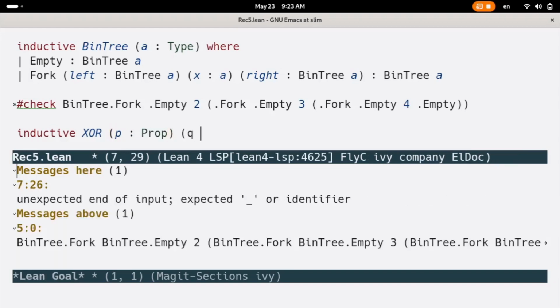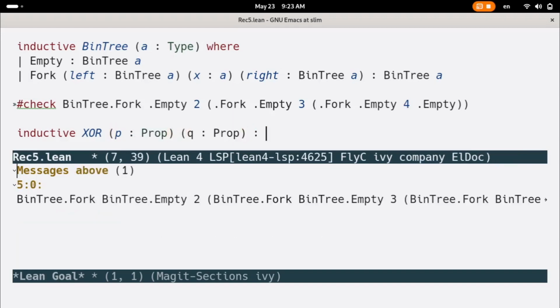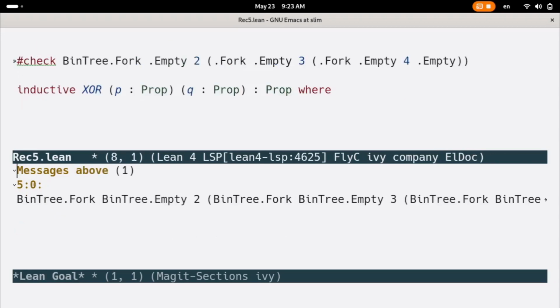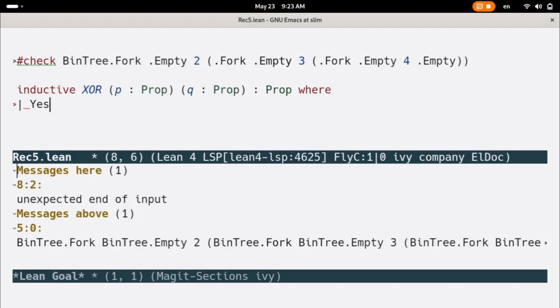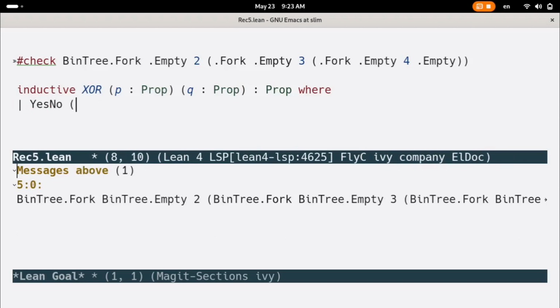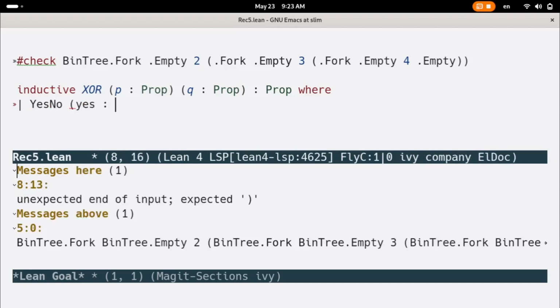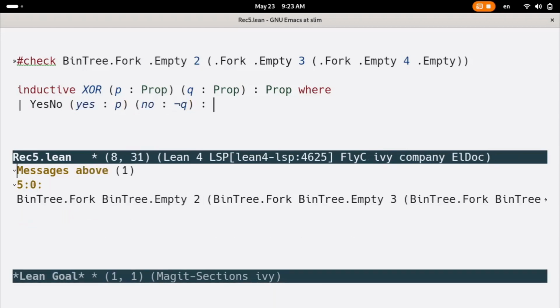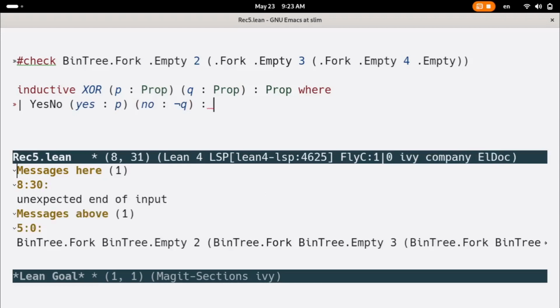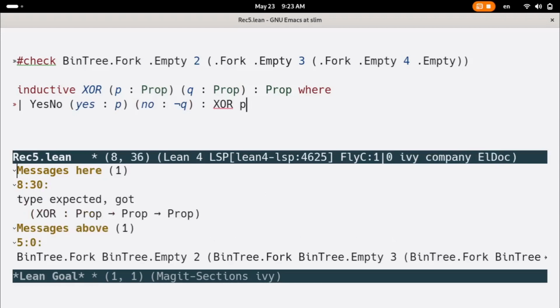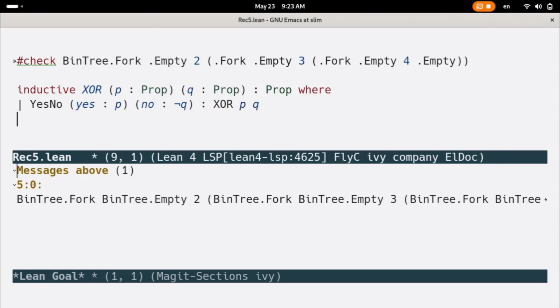Similarly, we can inductively define propositions. So here I define the proposition XOR of two propositions P and Q. So XOR P Q itself is a proposition, and there are two ways to prove XOR P Q. The first one I call yes_no, where you can supply a proof of P and a proof of negation Q in order to prove XOR P Q.